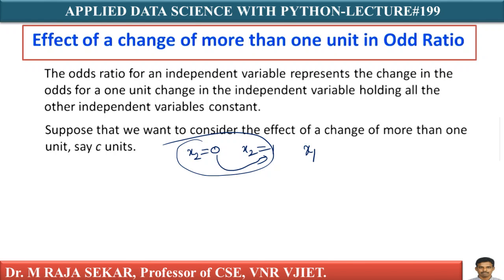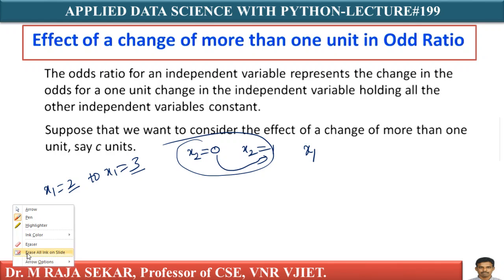We can see $2,000 to $3,000. What does $2,000 to $3,000 mean? Here, let me say x1 equal to 2 to x1 equal to 3. What is your x1? A continuous variable. I can say x1 going from $2,000 to $3,000 means what is the change? 3 minus 2 means it's a 1 unit change.